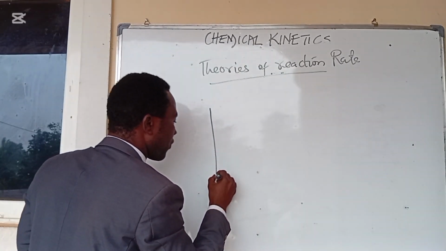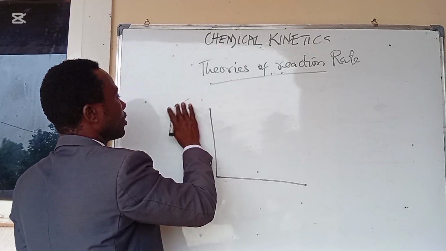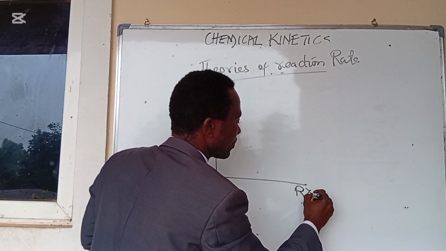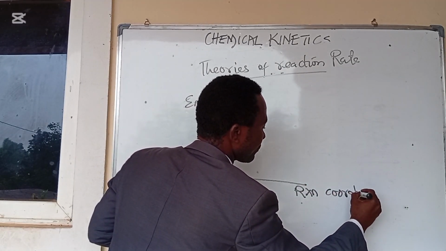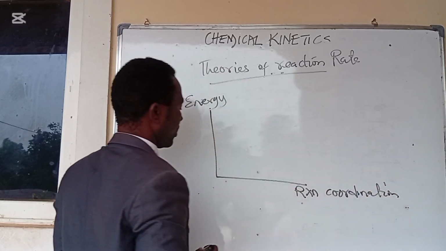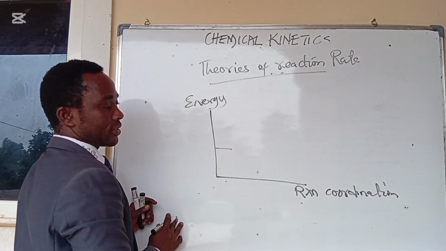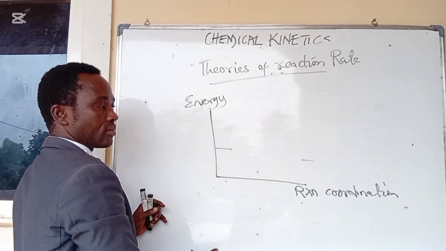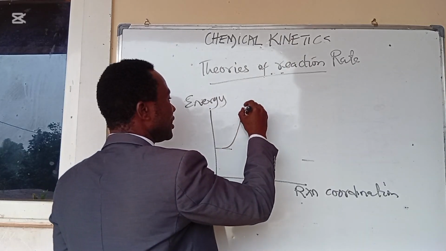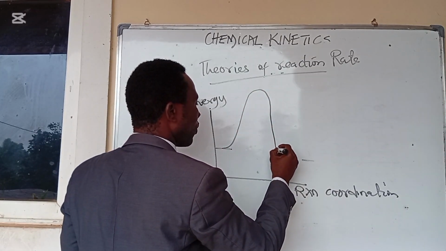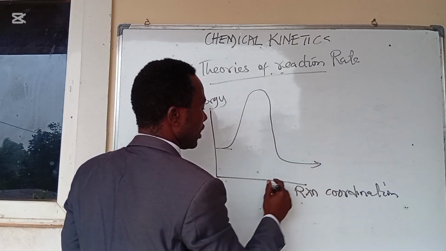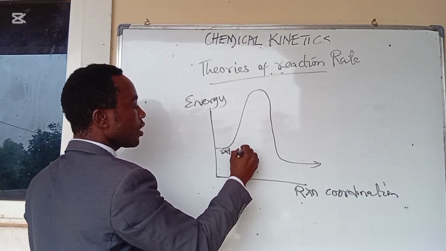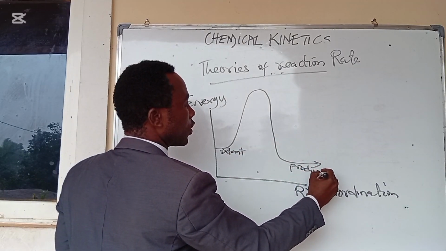Now, if we have a reaction, if we have energy here by diagram, and this is reaction coordinates. We are saying that if this is the reactant, before reactant can be converted to product, it must attain energy. So it must attain energy. A time will come that when it attains energy, it becomes reactant to become a product. So this is reactant, and this is a product.